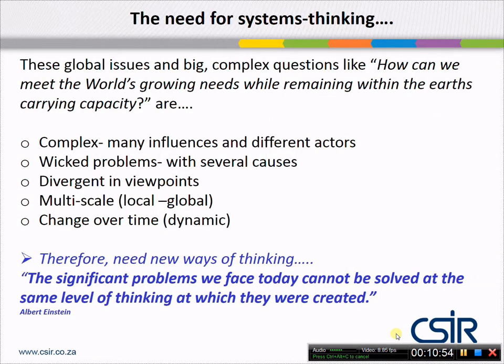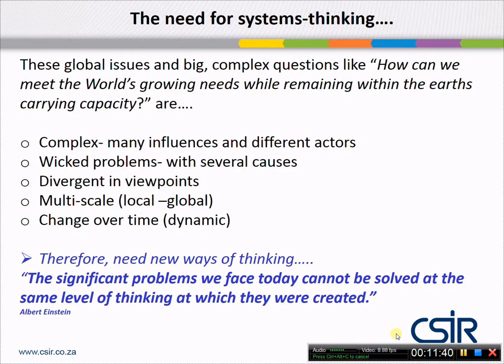Therefore, to conceptualize and think about these huge global systems, which have enormous complexity, and big questions like, how can we meet the world's growing needs while remaining within the Earth's carrying capacity, are very challenging. These questions are complex because they have many influences and many different actors. They're also wicked problems because they have several different causes. They also have many different divergent viewpoints and occur in multi-scales, from the local to the global scales. And lastly, these issues and actions change over time. They're dynamic.